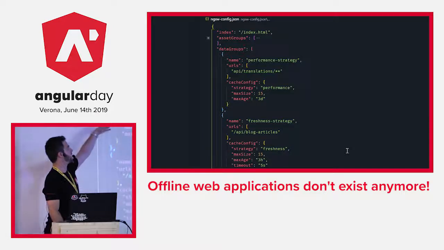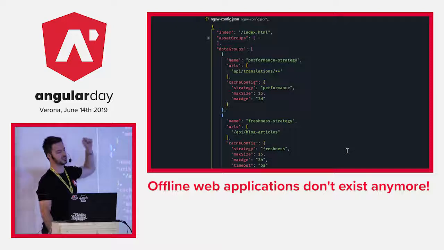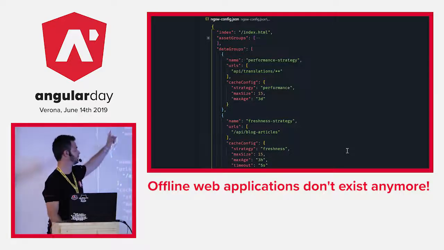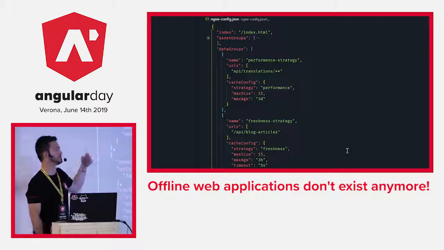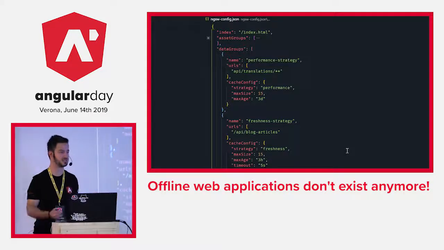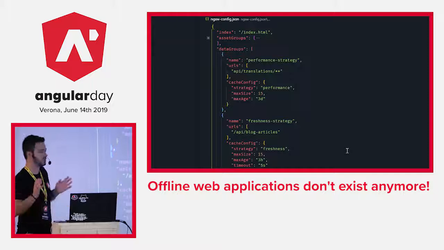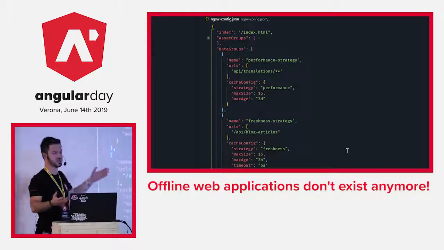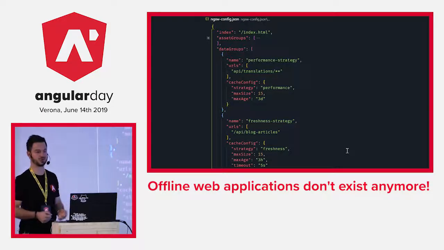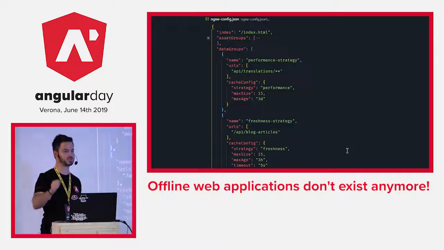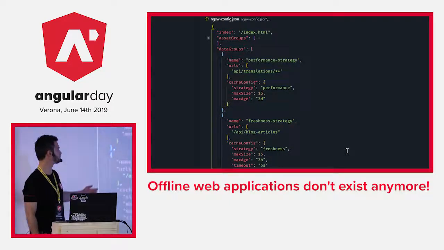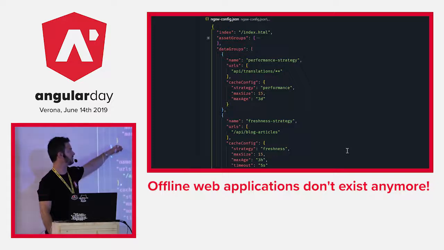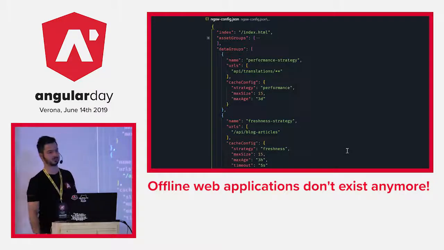We can define a URL. So we want to target, for example, all the translations, and we want to cache them with the performance strategy. Performance optimization means that, okay, we get them, but then we also try to always serve them from the cache, because we think translations from our website should not change so often. So it's not so important that we always gather the latest values. We can define for how long we want to keep them in the cache, in this case 3 days, and how many requests or responses we want to keep in the cache.